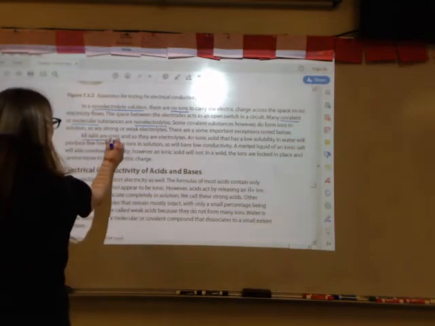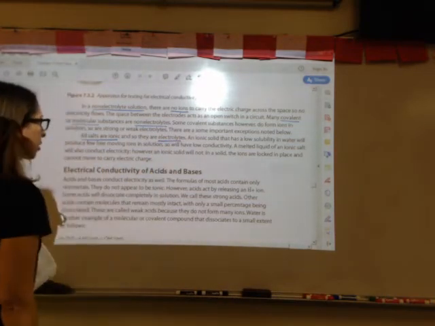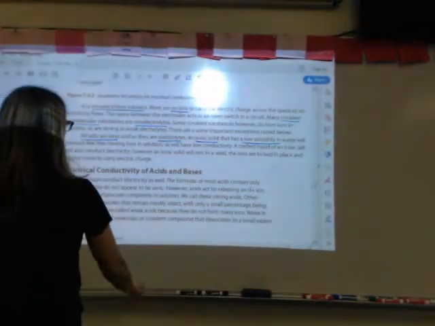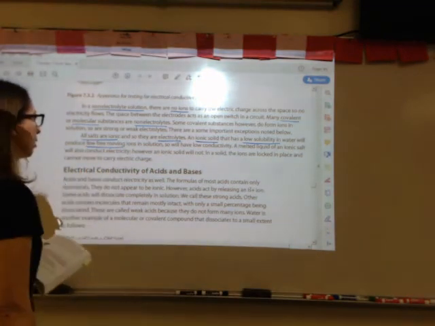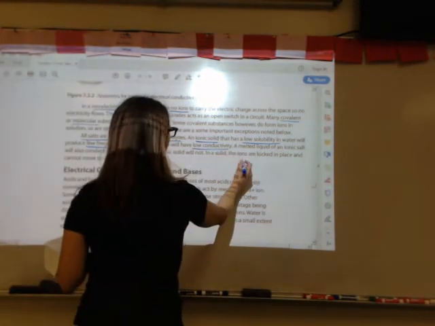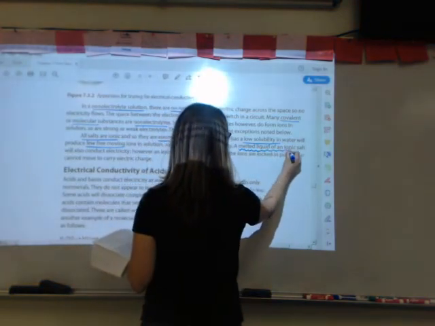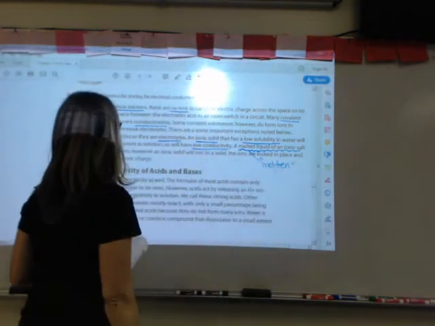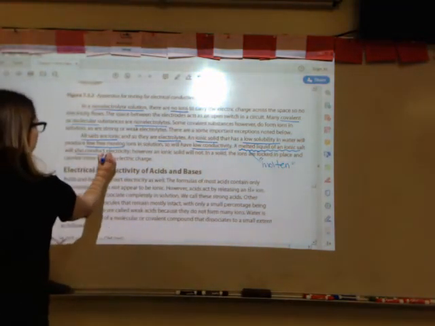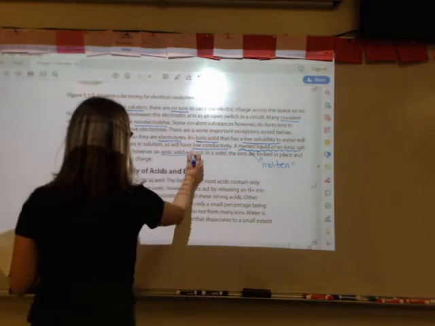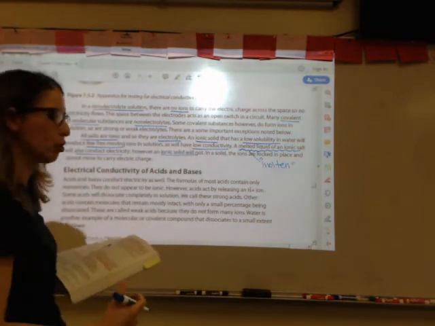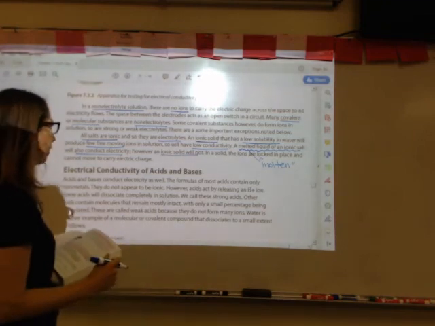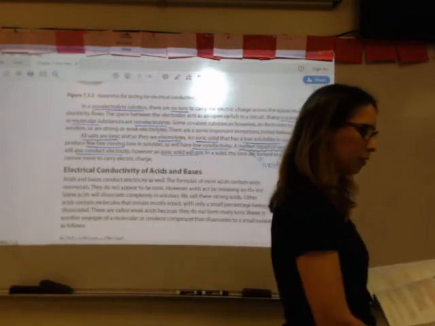All salts are ionic, so they are electrolytes. There are ionic solids that have low solubility in water, so they produce few freely moving ions, and therefore have low conductivity. But a melted liquid of an ionic salt, a molten ionic compound, will also conduct electricity. But if you're just looking at an ionic solid, it will not. If you stick electrodes in table salt, it doesn't conduct because the ions are not freely moving. Those ions are locked in place.